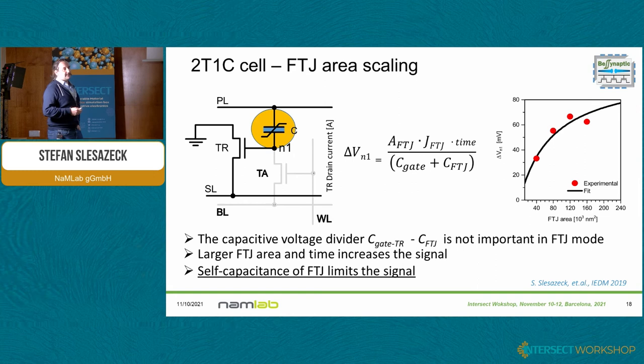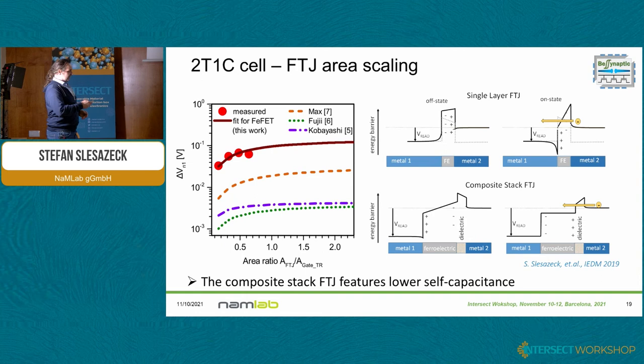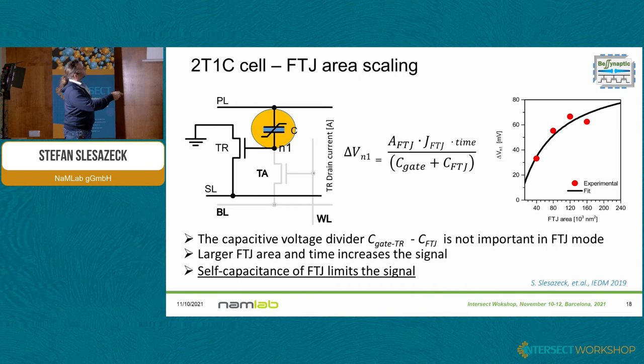And so this means that there's a certain point where you can increase the FTJ area further and further, but won't improve the signal that comes out of it. And this is shown on the right-hand side. So there is a maximum delta VN1, the voltage that you can generate on this node by scaling the FTJ larger and larger. This means that the self-capacitance of the FTJ also somehow limits the signal and also has to be looked at, and not just the on currents.